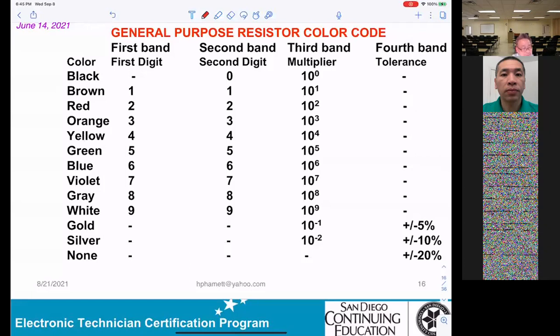Didn't it say silver? I thought it said silver band. Plus minus what?